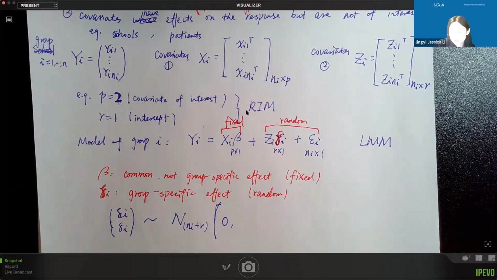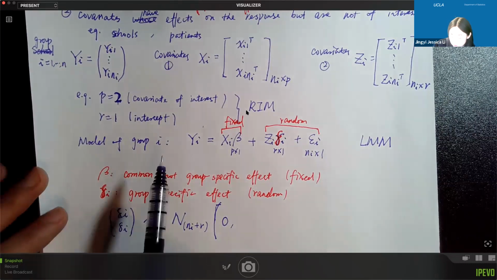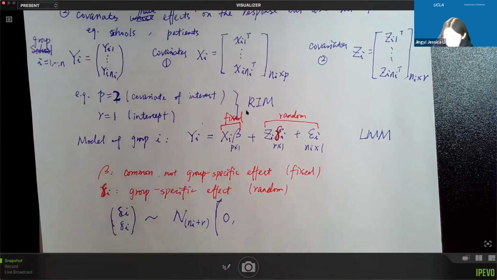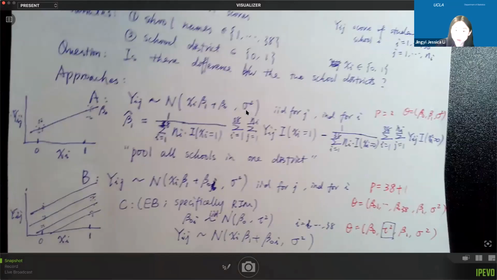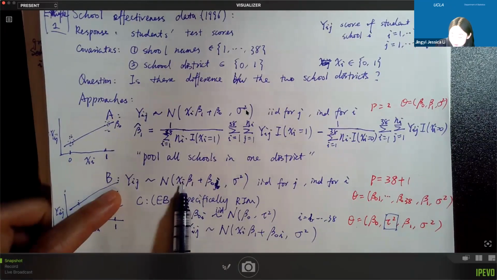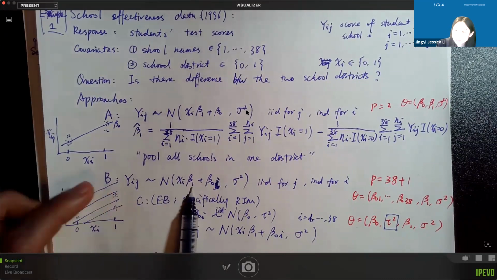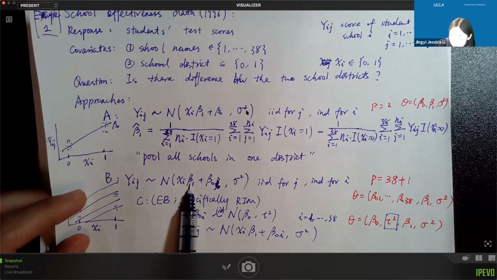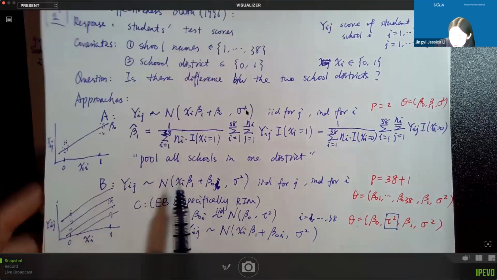That's possible. So that's why in this case, if you want to assume that your district effect, let me go back here, if you want to assume this beta 1 is also depending on school i, then you will have beta 1i here instead of beta 1. So that means we have a random coefficient model, not just a random intercept model, but the coefficients are also different. So if that's the case, then you are going to have the common beta 1 in your design matrix.